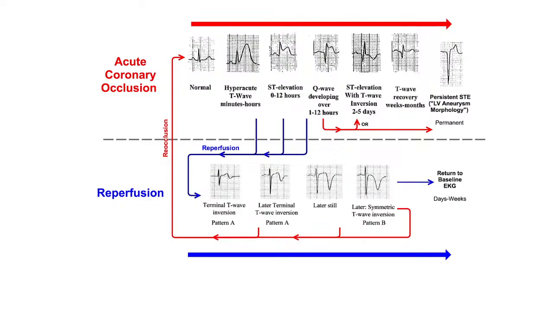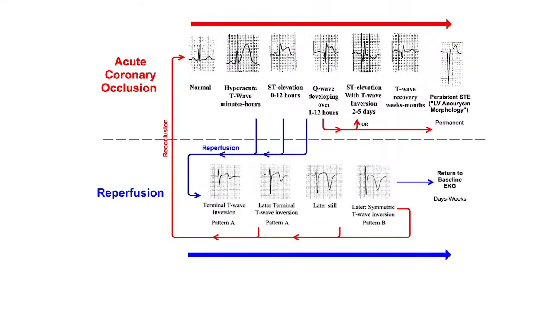And when there is reperfusion, there are certain patterns that happen. Our body has a physiological mechanism where if there is a thrombus occluding an artery, our body will try to reperfuse that artery. When that is happening, we have certain patterns like a terminal T wave inversion, which will be seen as a biphasic T wave, or it could be later T wave inversions, and ultimately it will go into a deep inverted symmetrical T wave.